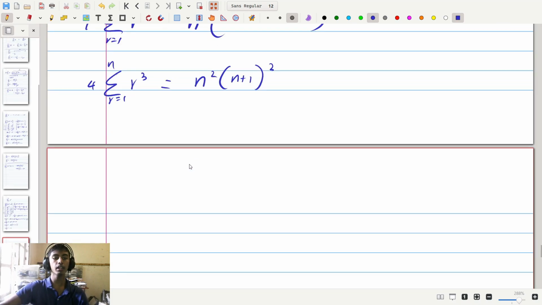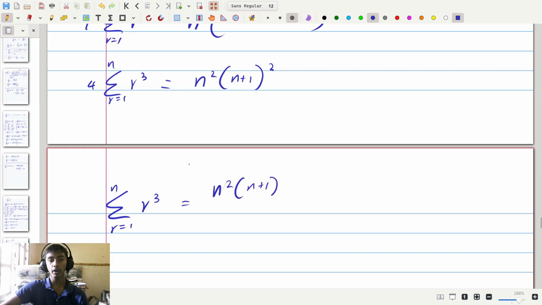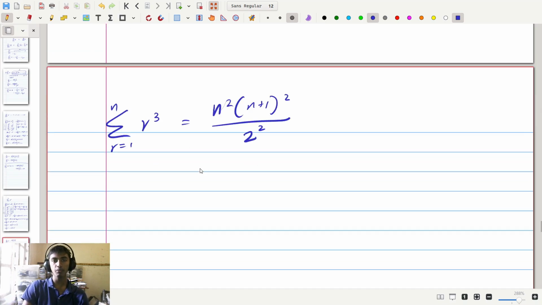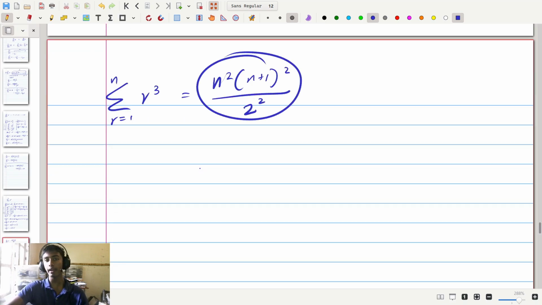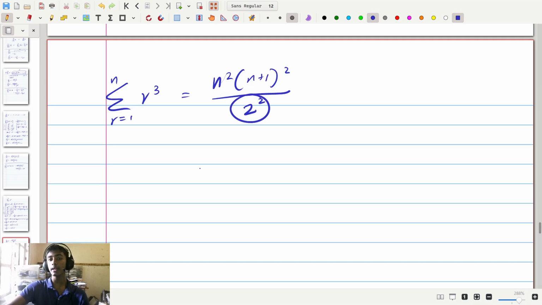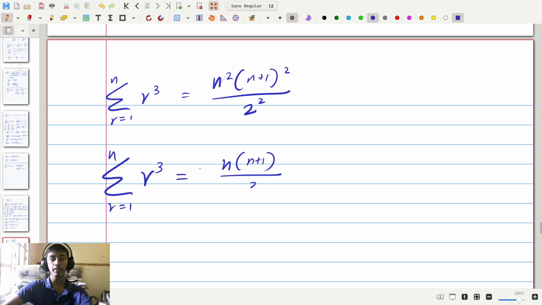Now we can see that finally the sum we're looking for, the sum from r equals 1 up to n of r cubed, is equal to n squared times (n plus 1) squared, divided by 4. I'm going to write this divide by 4 as a divide by 2 squared, because if we do that, we can see that this whole thing is a square number. It is (n times (n plus 1) divided by 2) squared. Therefore, the sum from r equals 1 up to n of r cubed is equal to (n times (n plus 1) divided by 2) squared.